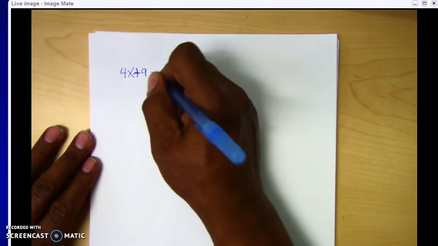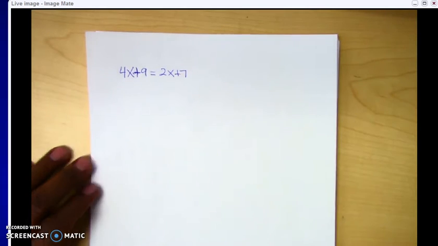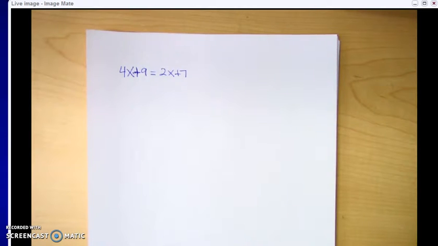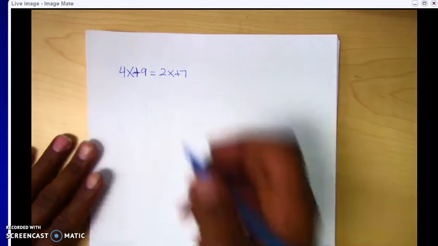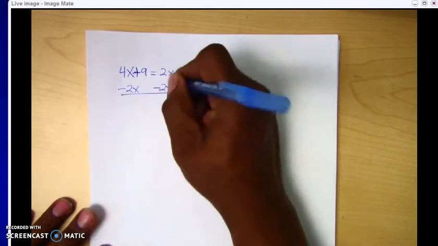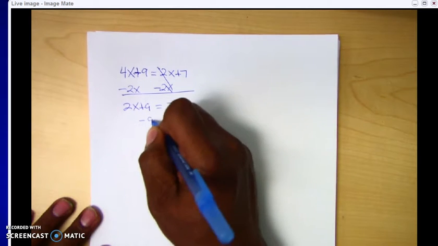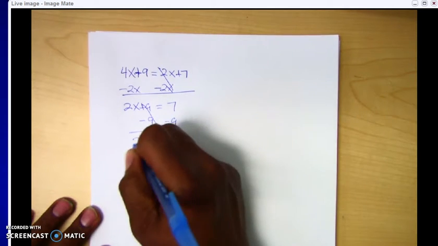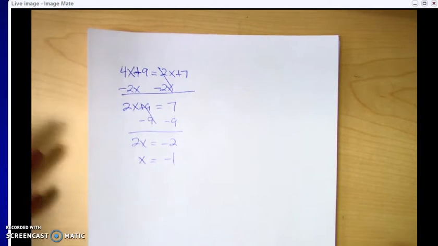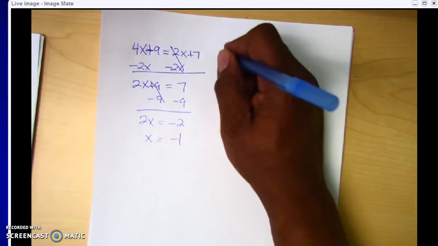4x plus 9 equal to 2x plus 7. You don't want to get so caught up in hard problems and forget how to do the basic ones, guys. There's a problem like this, a basic double-sided equation. All right, 2x plus 9 equal to 7, subtract 9, and then you get 2x is equal to negative 2. So that means x is equal to negative 1. Very basic problem like that you should be very comfortable doing.